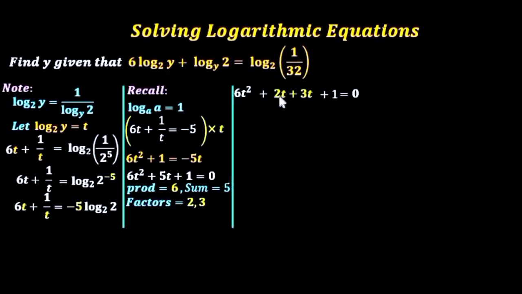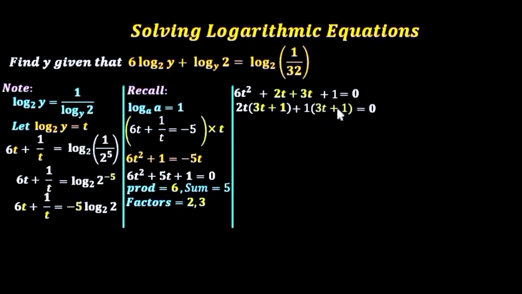When you take these first two terms and the last two terms, pair them and factorize. So for this part, the common factor is 2t. So factor out 2t. We'll have 2t into 3t plus 1. And then for the next part, the common factor here is 1. So factor out 1. We'll have plus 1 into 3t plus 1. And then we equate to 0.